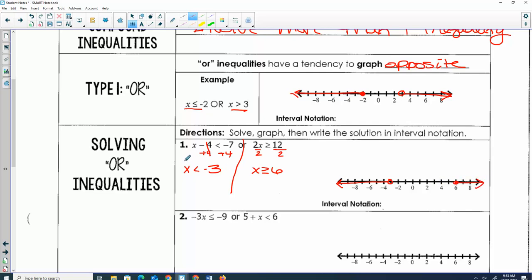You do have to have this. Okay, that is the actual solution. The x is less than -3 or x is greater than or equal to 6. So I'm not making you write the interval, but you have to have this. That's the solution, and then we have to draw the graph. Okay, two pieces that I'm looking for on them.